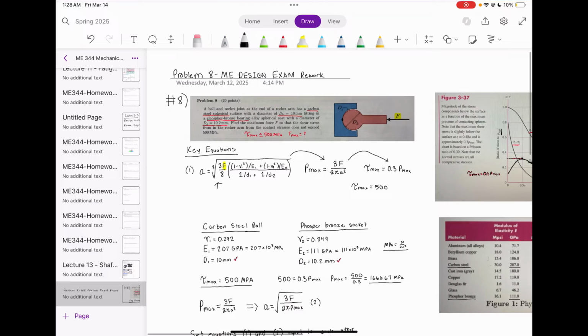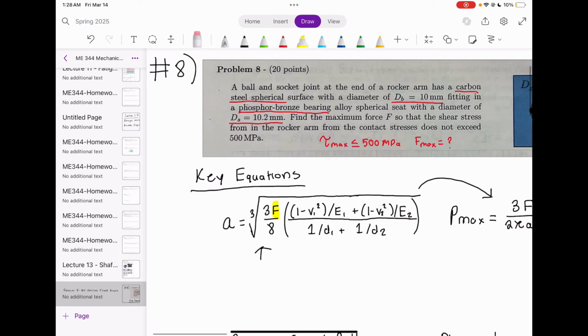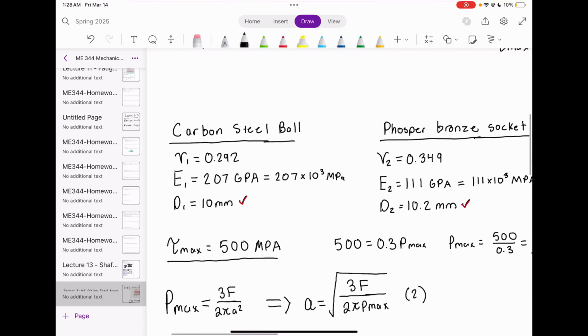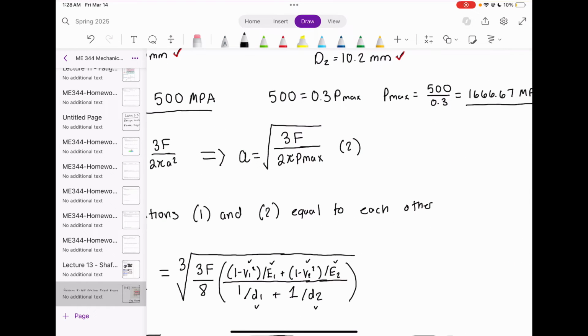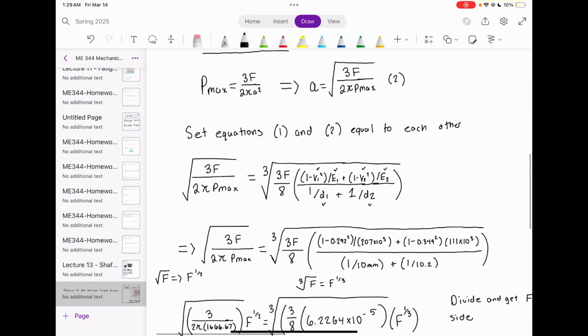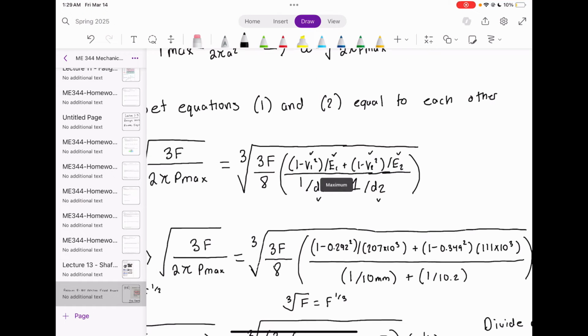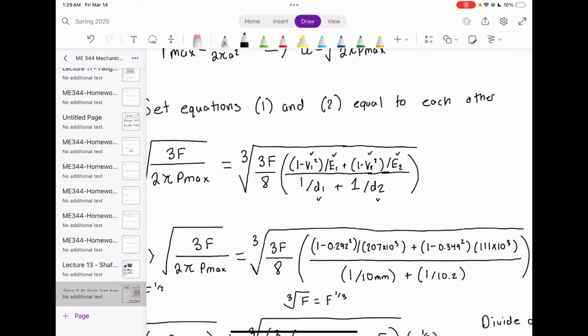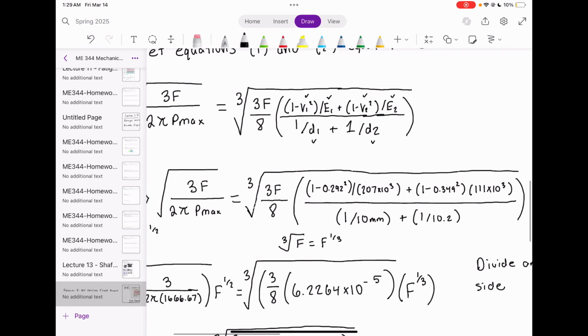And to make this easier also, I initialized this first equation as equation 1 and this new equation that I solved for as equation 2. And as you can see in this problem statement, I explained that I set the two equations equal to each other to solve for F. And so first I started off, we know our Poisson's ratio, our elastic modulus for each, and our diameters that we need. So now it's just solving for F.